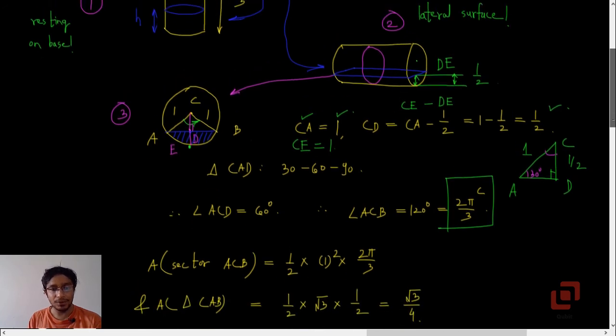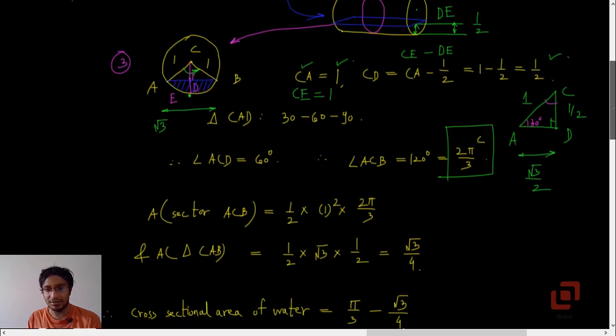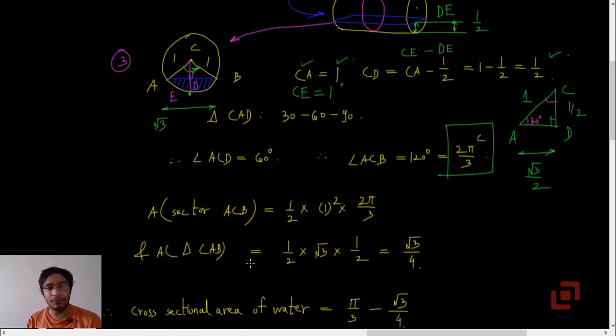Okay, so what is the area of the triangle CAB? Half base into height. Okay, now AD is half of the base, and that will be root 3 by 2. So the total base, that is AB, will be root 3. Okay, and height is 1 upon 2. Yes, so 1 upon 2 into root 3 into 1 upon 2 will be the area of the triangle CAB. 1 upon 2 into 1 upon 2 is 4, root 3 as it is.